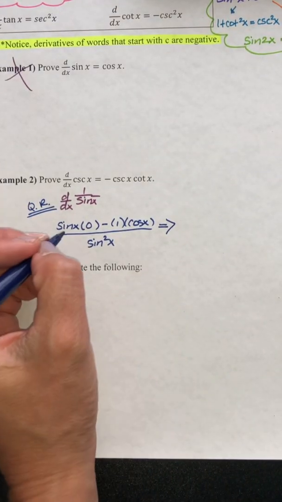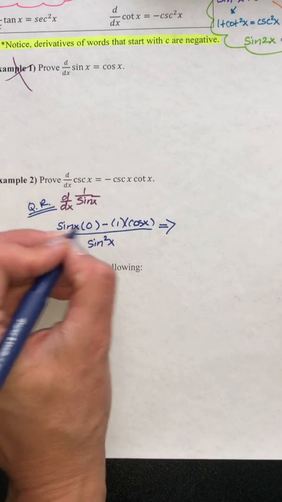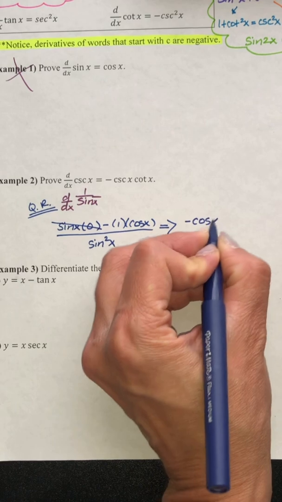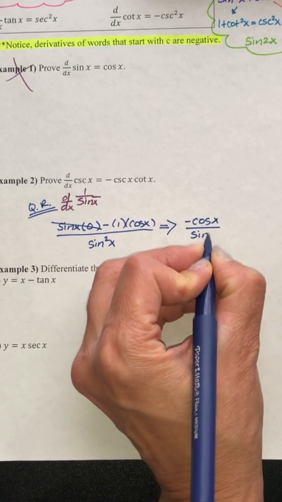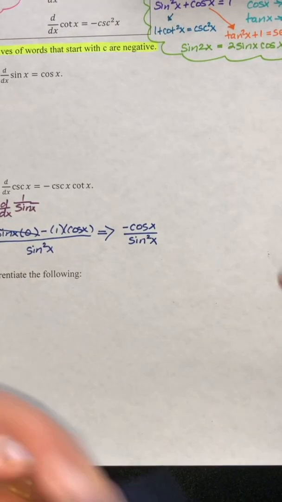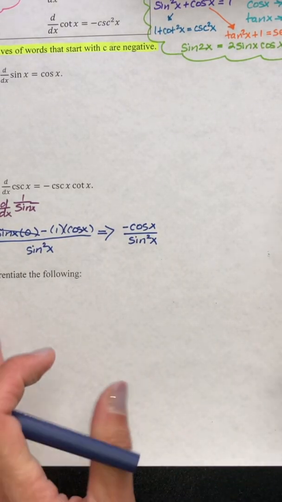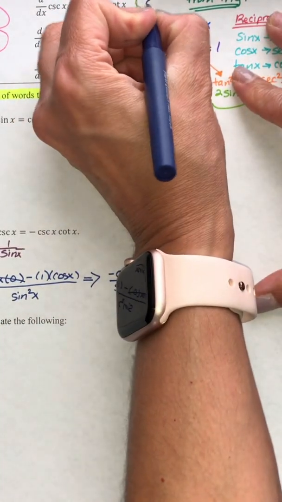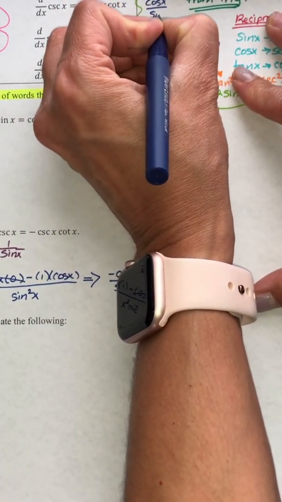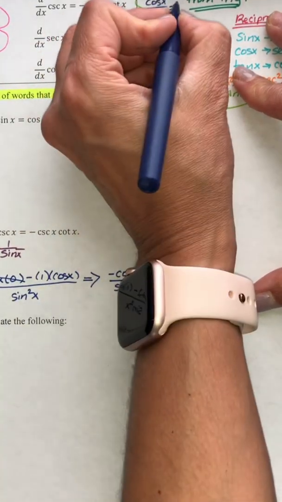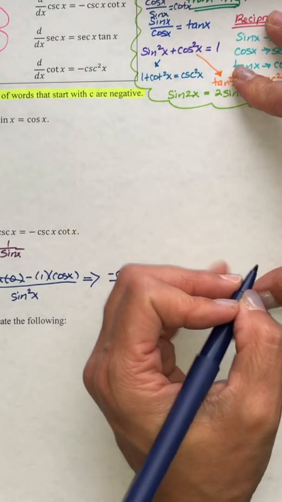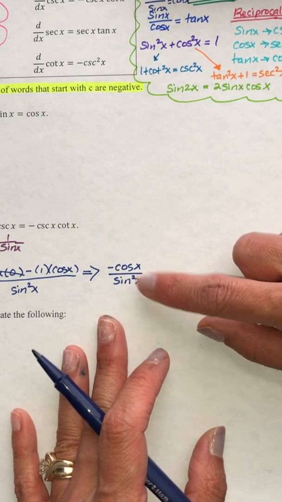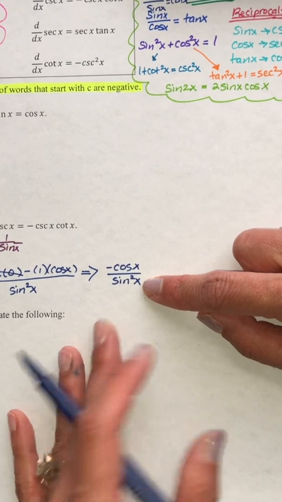Well, sine of x times 0, anything times 0 is 0, so that gets wiped out. So I have negative cosine of x over sine squared of x. Now, you should be thinking, hey, wait a minute, sine over cosine is tangent. Well, what's cosine over sine? You guys remember? Cotangent. So I can get the cotangent that I need from this, but I need to split it. I only need a sine x in the denominator. I don't need a sine squared x.